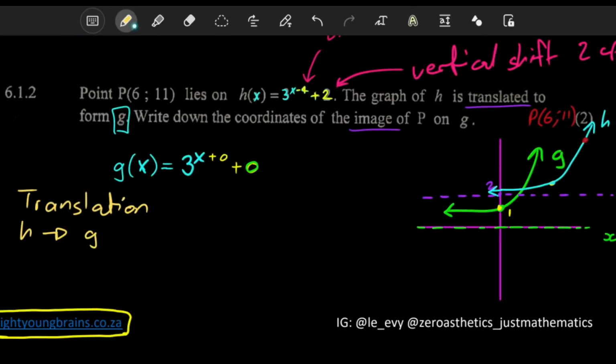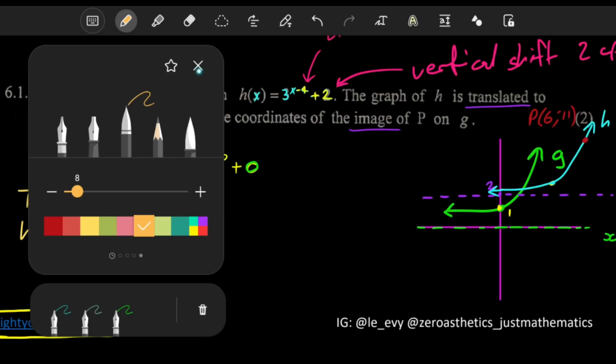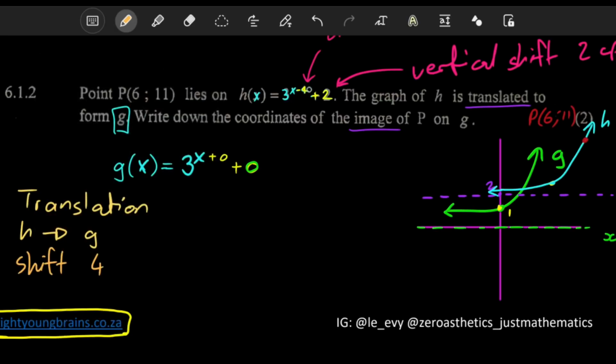from H to G, our graph needs to be shifted 4 units to the left, because we said you'd need to put plus a 4 there to get a 0. And then for the 2, you'd need to shift it 2 units downwards, because from 2 to a 0, you'd need to minus a 2 there. So this is the translation.